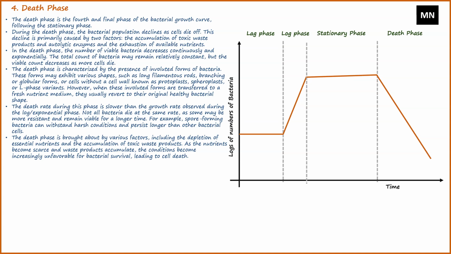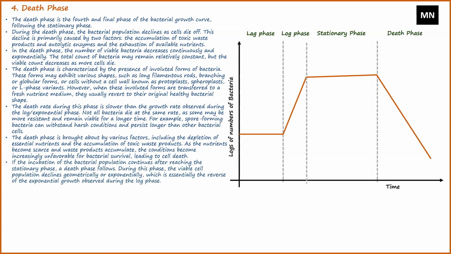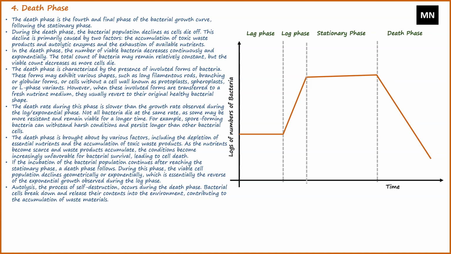If the incubation of the bacterial population continues after reaching the stationary phase, a death phase follows. During this phase, the viable cell population declines geometrically or exponentially, which is essentially the reverse of the exponential growth observed during the log phase. Autolysis, the process of self-destruction, occurs during the death phase.